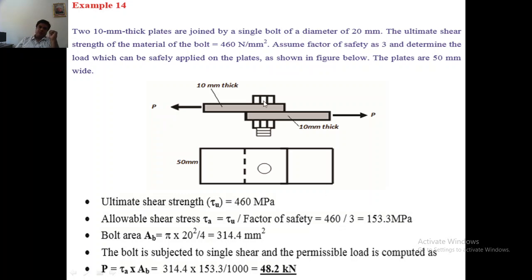So whenever we design, the load that we apply should create a shear stress of 153 megapascal in this material. That is called the allowable shear stress or design shear stress. So the allowable shear stress in this bolt is now 153 megapascal. Even though the strength of the material is 460, we are trying to induce only 153 megapascal shear stress in this material. So when the shear stress is this much, what will be the shear load that we have to find out.